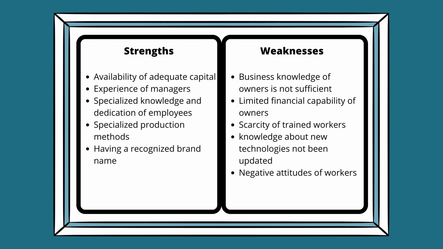Negative attitudes of workers, example, workers are not loyal, workers are stealing the money. Geographical location of the business is unfavorable, example, carrying out a business in a place with low population, or a place where there is no demand for the products.